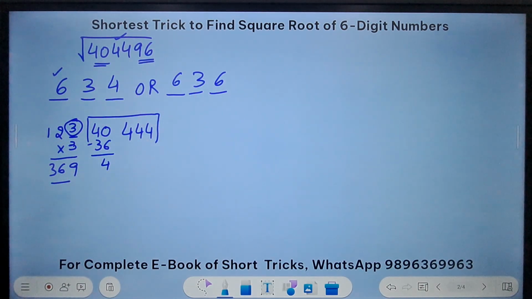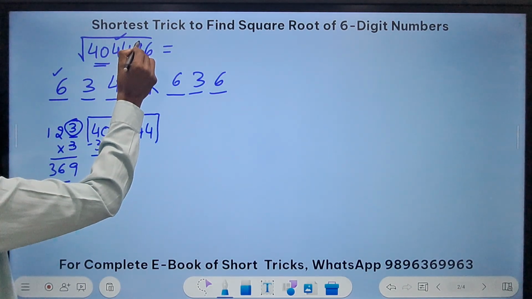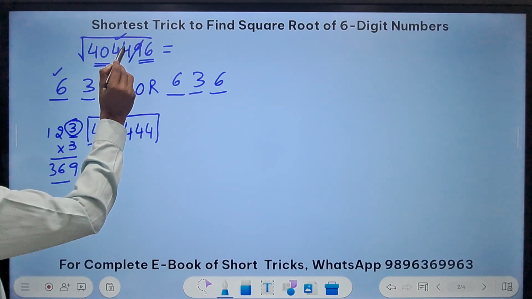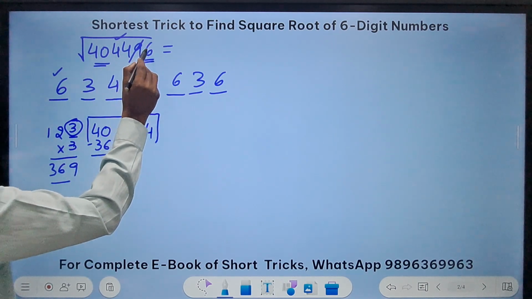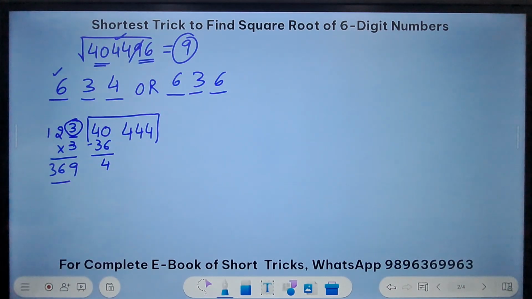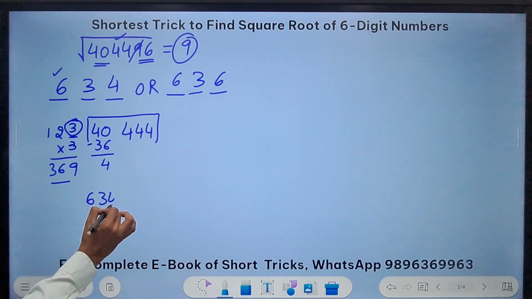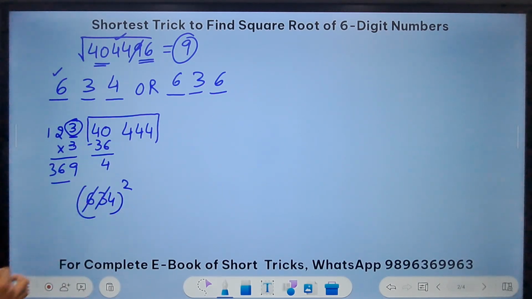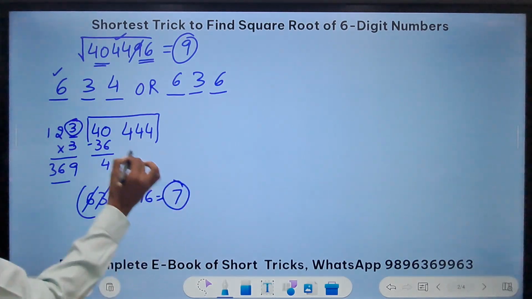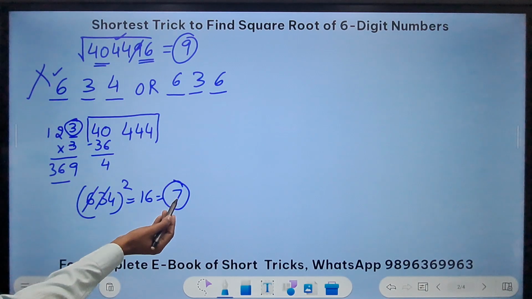Now to eliminate, let's do the digit sum. For this number, the digit sum is 9 crossed out, 4 plus 4 plus 4, 12 plus 6, 18. 18 means 1 plus 8, 9. So the single digit for the number is 9. Now which of these gives me a 9? Let's check. 634 square. 6 plus 3, 9. Forget that. 4 square is 16. 16 means 7. So this is rejected, because it has to give me a 9. It is giving me a 7.